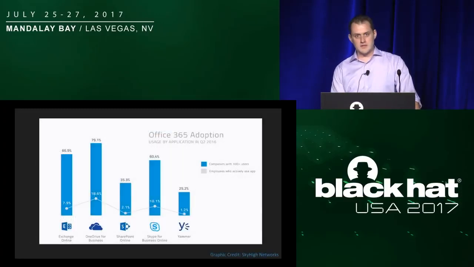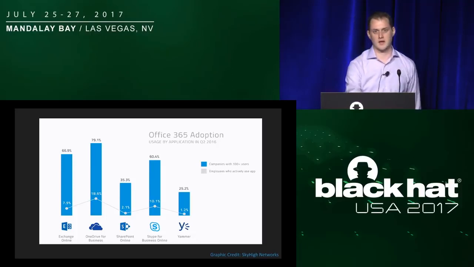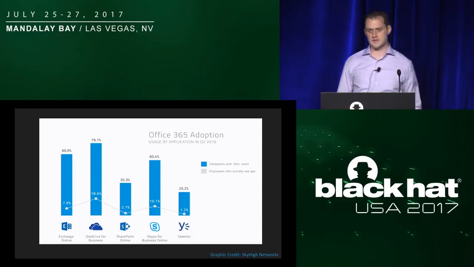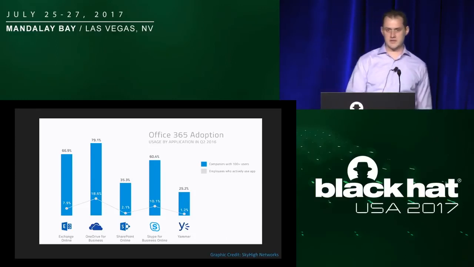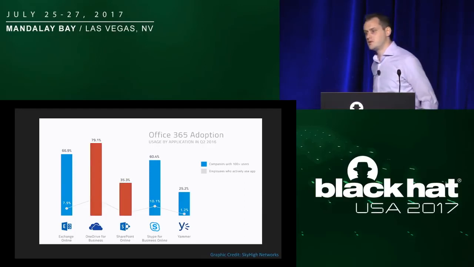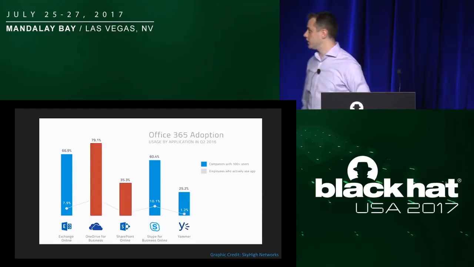All right, so first and foremost, it's important to talk about Office 365 adoption rates. Credit goes to SkyHigh for the data that they collected last year. But as you can see, for any enterprise that's got more than 100 users, adoption rates are quite high, up to 80% in some cases for certain services, such as OneDrive. And in the case of our specific talk here, we're focusing on those enterprises who have adopted both OneDrive as well as SharePoint.